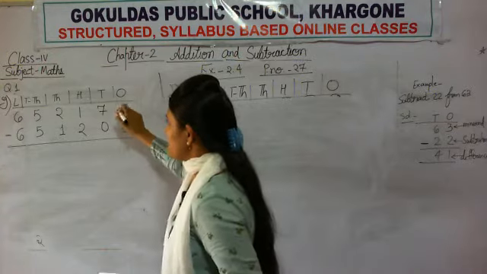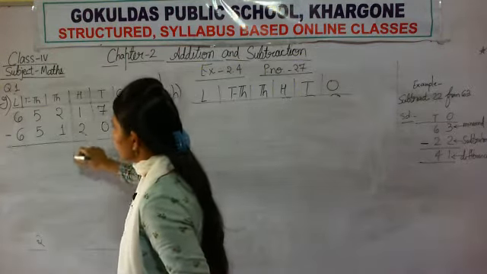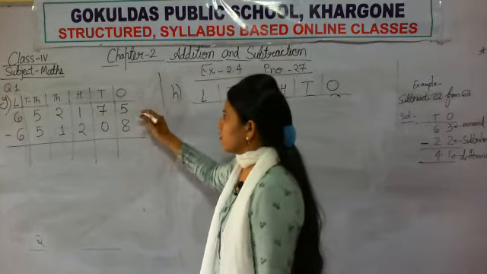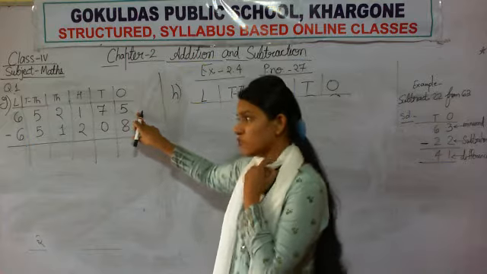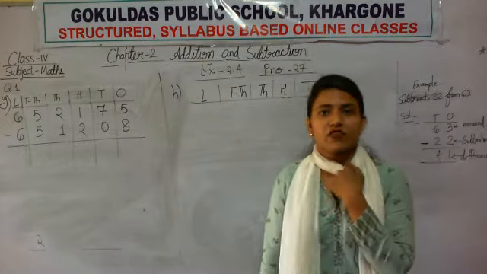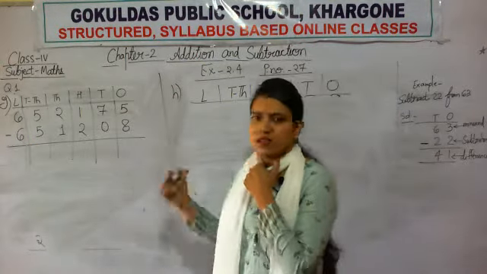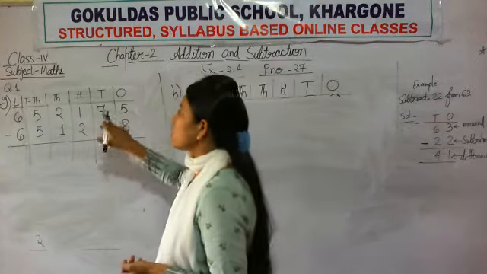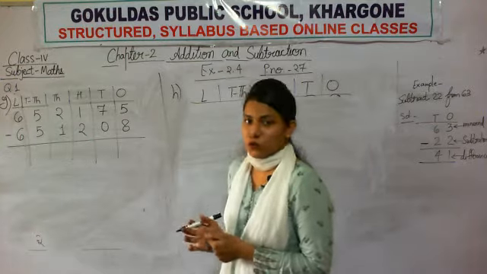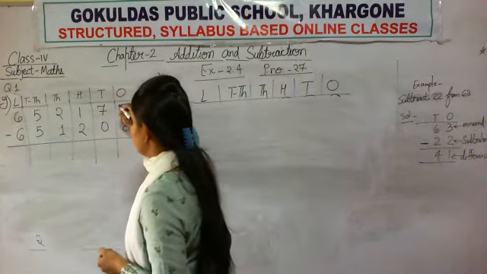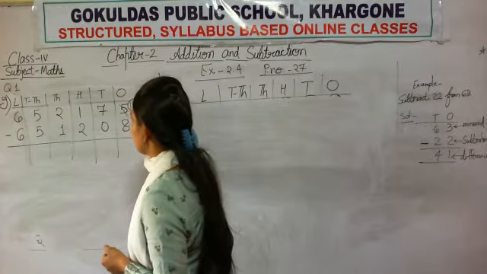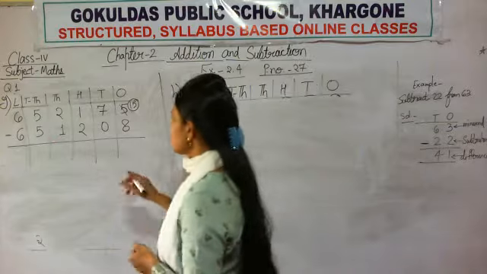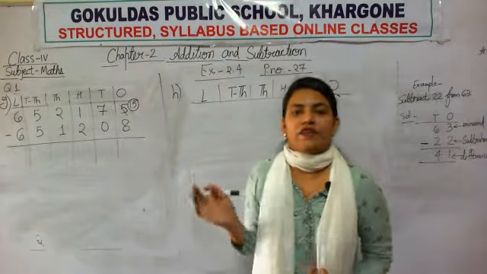Okay. Now start subtracting from the ones column. When you subtract from the ones column, you see that the digit is 5. And you want to subtract 8 from it. So 5 is the smaller number. You cannot subtract 8. What will you do now? You will take the borrow from the neighbor column. When you take borrow from the tens place, it becomes 15. Now you can easily subtract 8 from the 15.